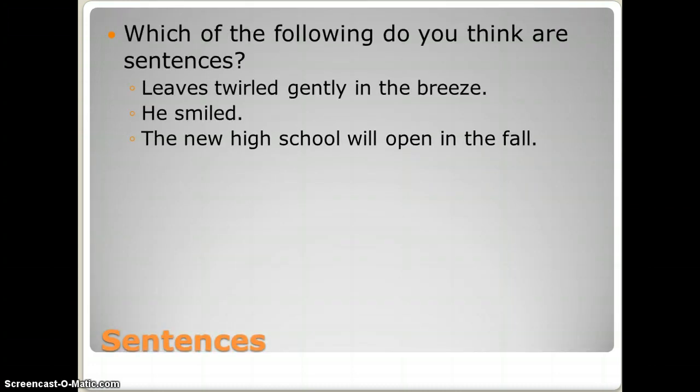Which of the following do you think are sentences? Leaves twirled gently in the breeze. He smiled. The new high school will open in the fall. Try to remember what a sentence needs to be considered a complete sentence.